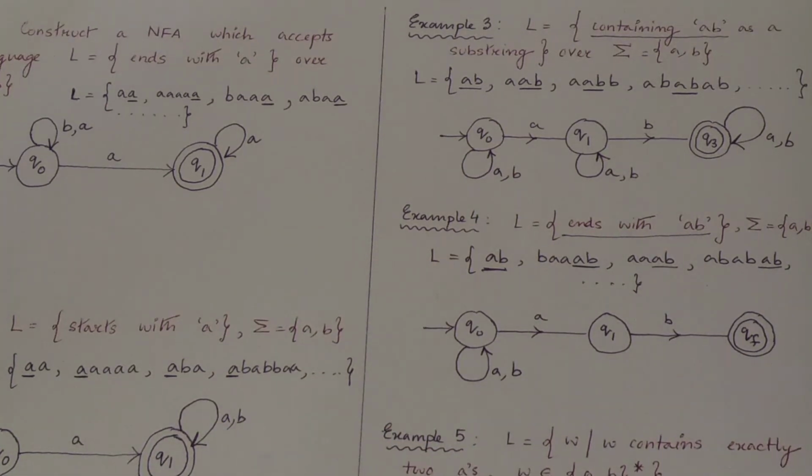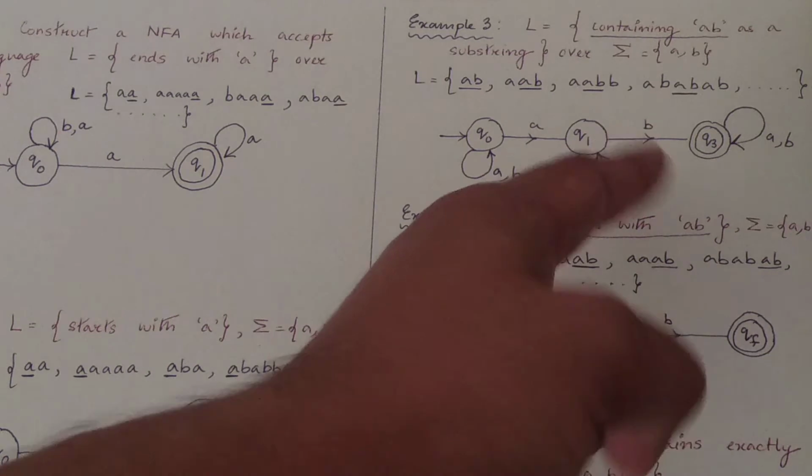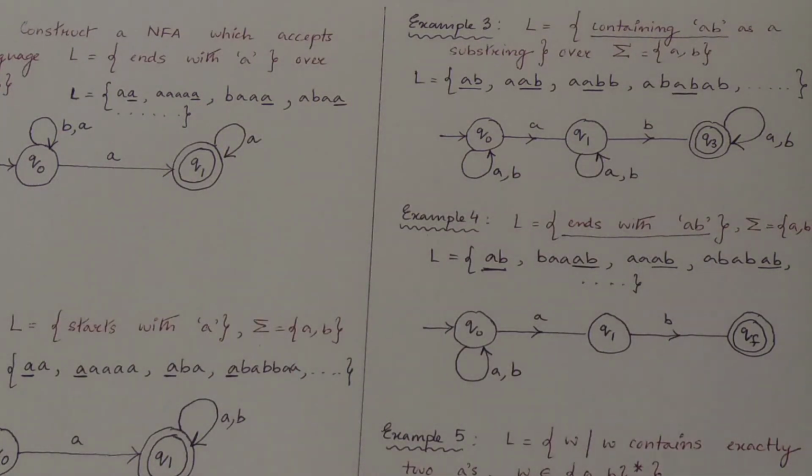You can also get a language that starts with AB. You can give starts with AB, and then here you can make a self loop. That's it. Containing AB you already understood. So these kinds of questions might come while constructing an NFA: ends with AB, starts with AB, containing AB. Similarly, in the previous example we understood starts with A, ends with A, containing A.